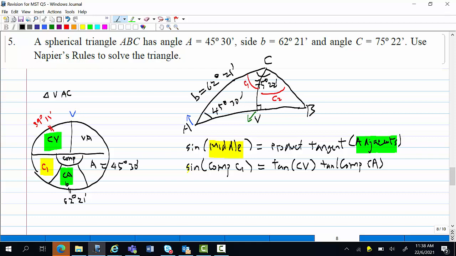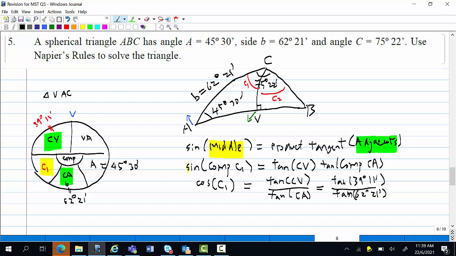Now, sine of comp C1 is the same as cosine of C1. Tangent of CV is just tangent of CV. Tangent of comp CA is actually 1 over tangent of CA. So this will give you tangent of CV, which is 39 degrees 11 minutes, and tangent of CA, which is 62 degrees 21 minutes here, and calculating, you have 0.4270.